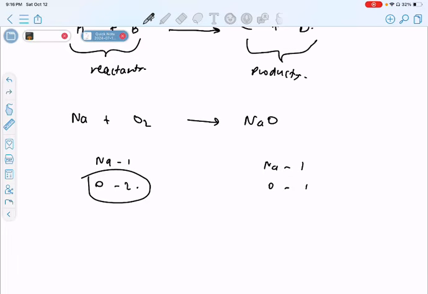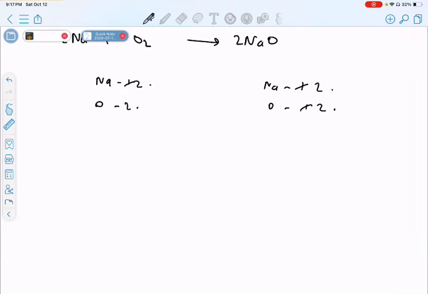So what can we do to balance them? Well, we can simply add a 2 here, so this will become 2. But now, the sodium also becomes 2. So we add a 2 on this side to balance it out, okay? That's pretty IGCSE stuff, okay? So let's just skip that really quickly.